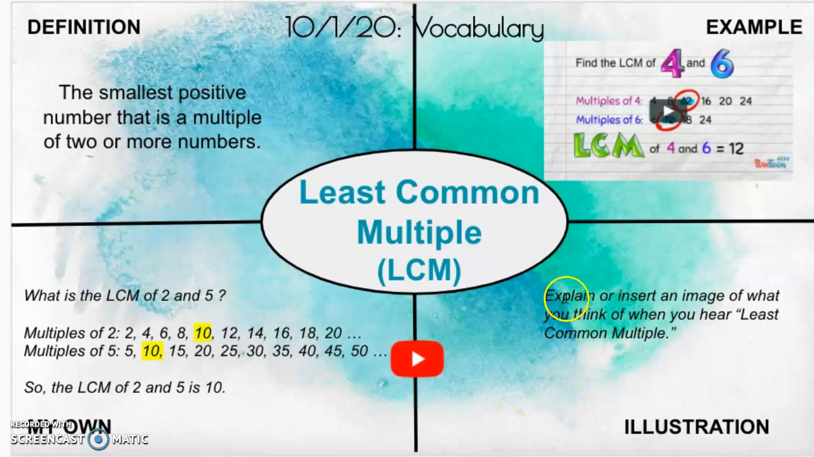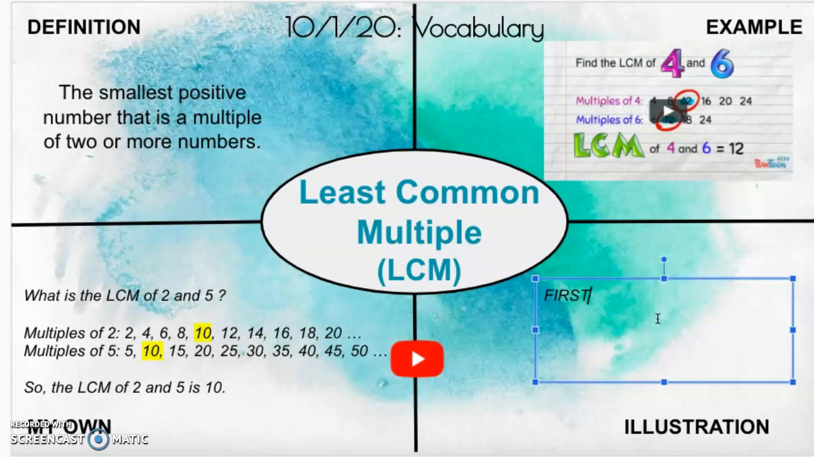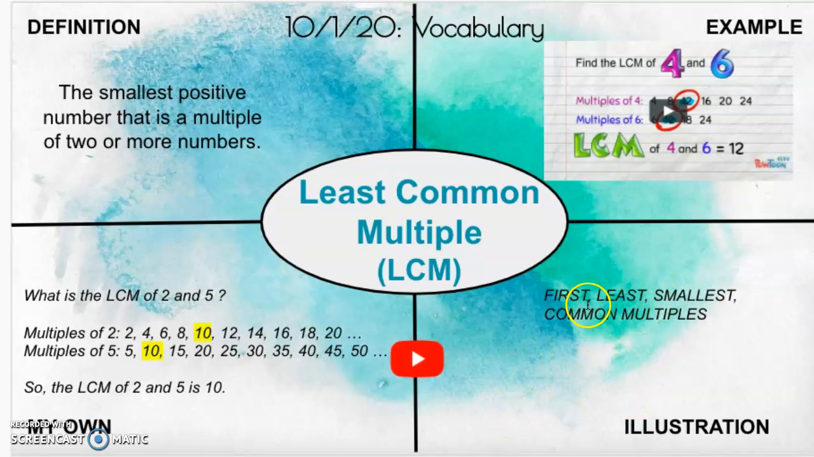Now, explain or insert an image of what you think of when you hear least common multiple. So when I hear of the least common multiple, I think of first, or I think of least, or I think of smallest. And I also think of common multiples. So I think of those common multiples. So multiples that we have in common. You can put words like that. You can put pictures, whatever you want to do. That is fine with me. So you can make it your own. And that's it for our vocabulary.